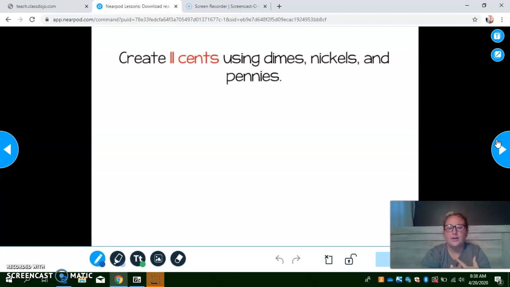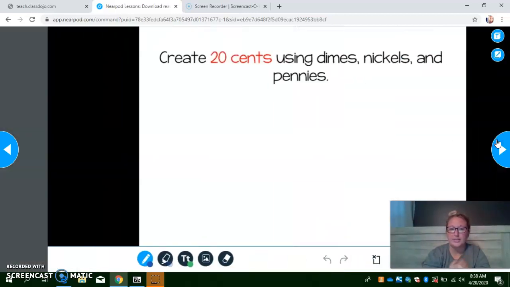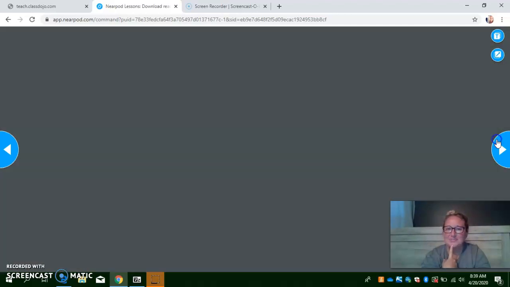11 cents. So the remainder of these type of activities I'm actually going to skip. I would like to see your work on your Nearpod activities using the student paste code on Shobi. Show me the different ways that you can create these amounts of money. I want to use 1 coin to represent the total of 2 plus 3. Which coin would I use? That's a good question. I'm going to leave that as a challenge question to see who can get it correct.